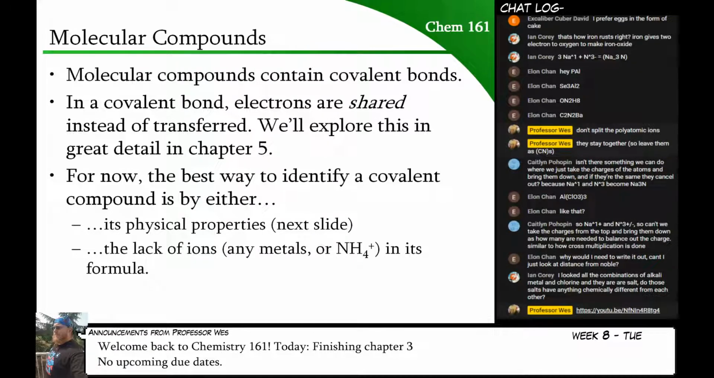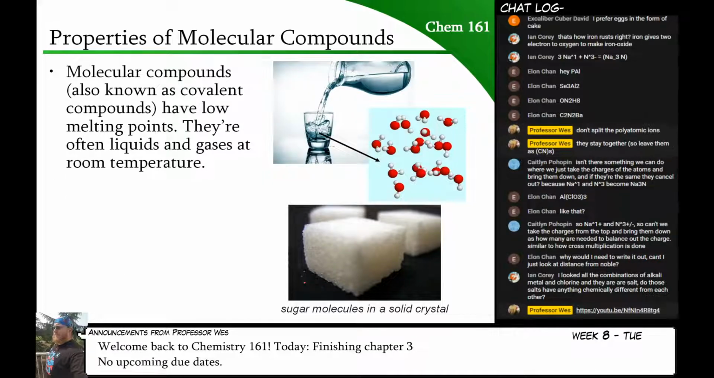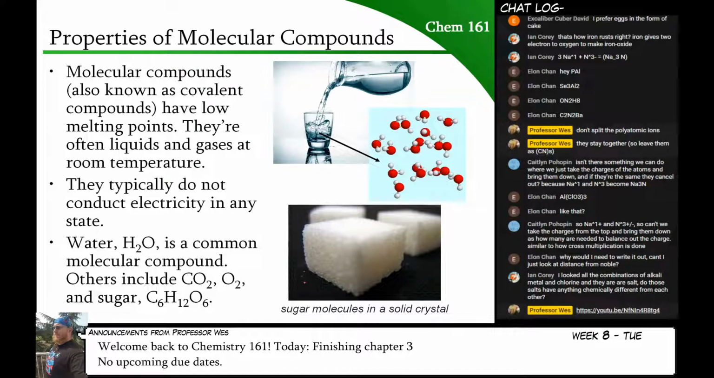If I give you a compound and you aren't sure whether it is ionic or covalent, the best way to identify that it's covalent is to either look at its physical properties. So does it melt at a low melting point? Does it crumble? Is it not crystalline, etc.? Or look at the formula. If you see any metals or NH4, then the substance you're looking at is ionic. Later on, differentiating between these will be important, and that's why we're going over this.